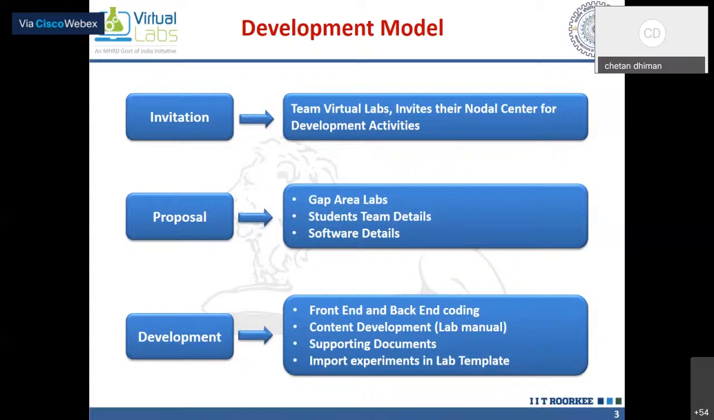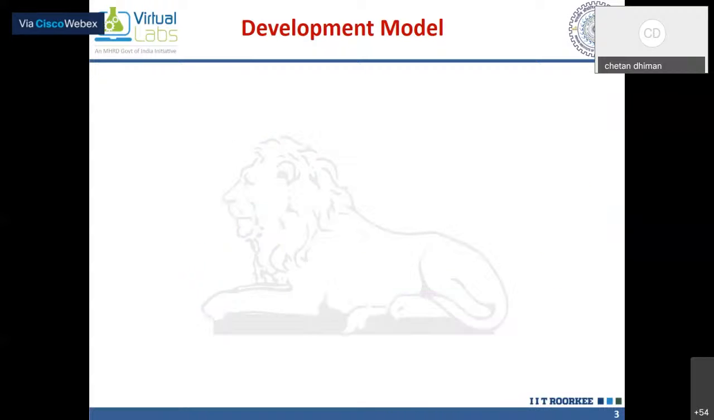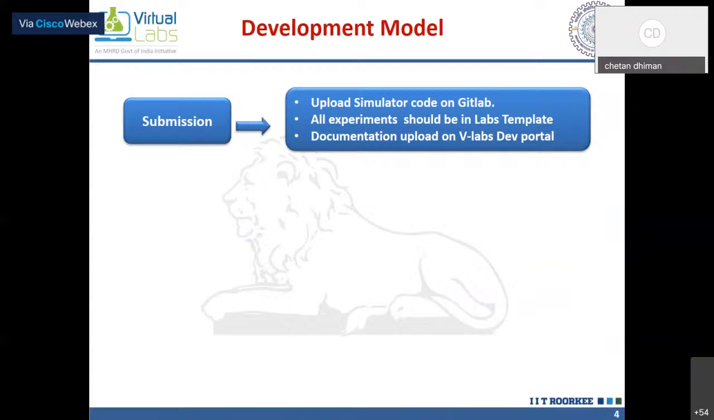And after that, the import of the experiment in the lab template. Once you have developed all the files like the simulator, content development, and supporting documents, the IIT Roorkee team will provide you a lab template, and you will deploy all the content in the lab template and submit the template through the online medium. In the submission mode, there are various steps. Firstly, you have to upload your simulator in GitLab, and our team will be in touch with you and will suggest what changes are needed. Okay, after the complete changes at our end, you will deploy all the experiment and documentation in the lab template, and submit through the VLab development portal.